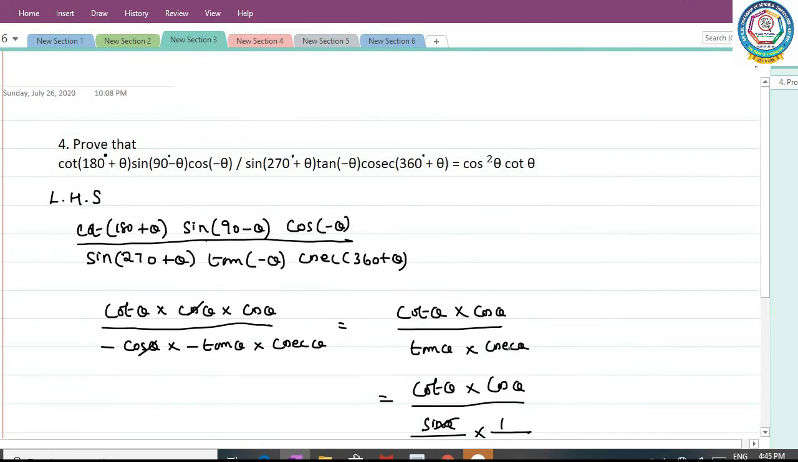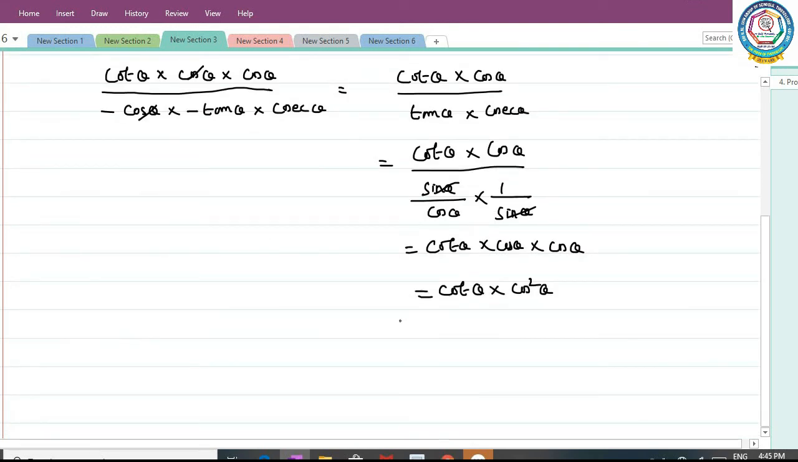So what is the right hand side given? Cos square theta into cot theta. So now we got that one. So right hand side is equal to cos square theta into cot theta. Therefore left hand side equal to right hand side. Hence proved.